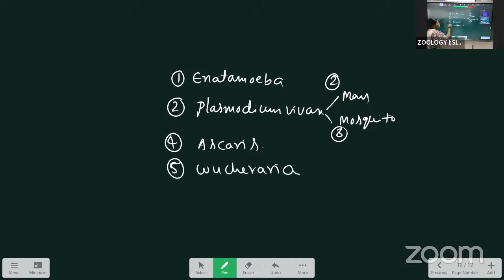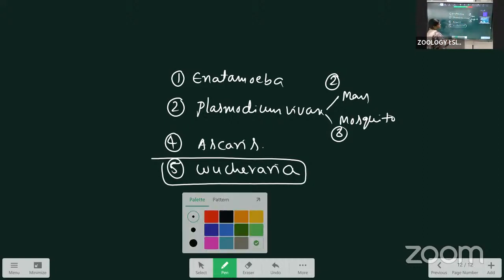This is not that important. These are not very important. These four are compulsory. Any one will come in the exam. That's why first I'll take the Entamoeba histolytica life cycle.